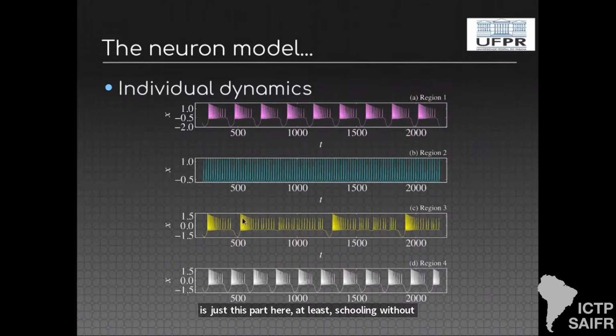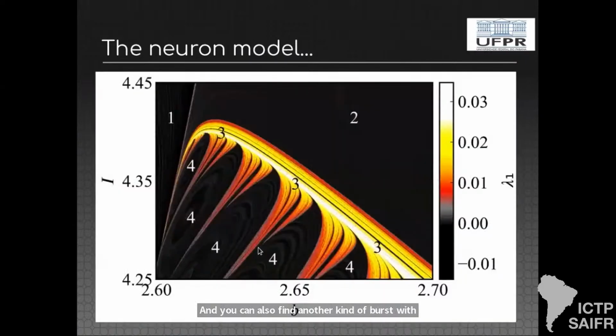It's a mixture of burst and spike, and you can see here it's chaotic. And you can also find another kind of burst with different frequency from the first one. Why did I choose these four regimes? The model can be studied using the Lyapunov exponent. And here I will plot the minimum Lyapunov exponent as a function of the parameter space I and B.